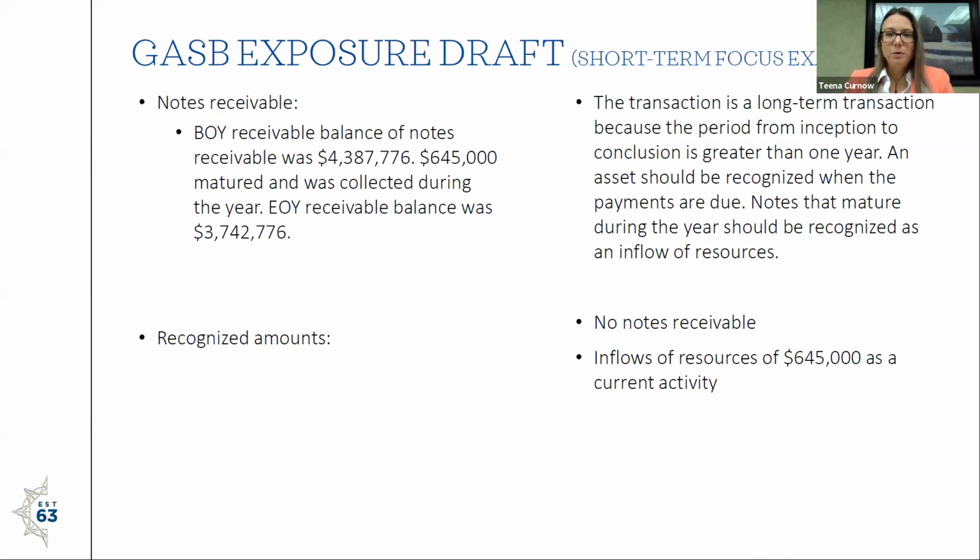An asset should be recognized when the payments are due. Notes that matured during the year should be recognized as an inflow of resources. So what would you recognize? What would be the recognized amounts in this example? No notes receivable would be recorded for this balance, and an inflow of resources of $645,000 would be reported as a current activity.